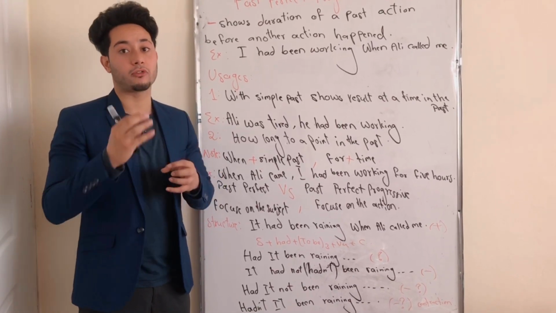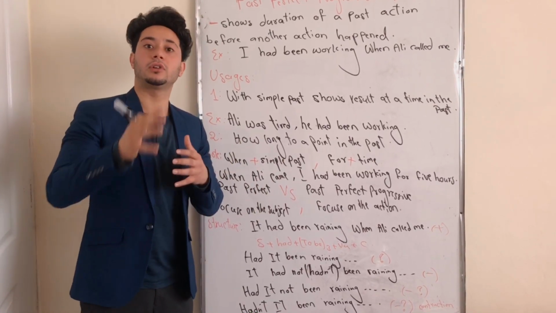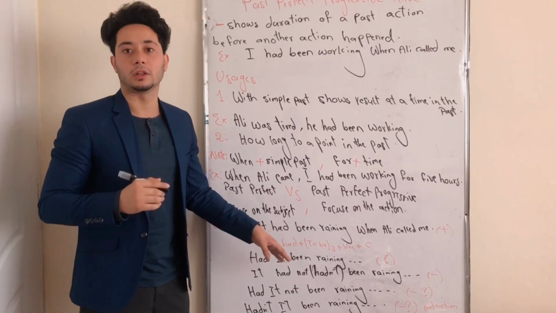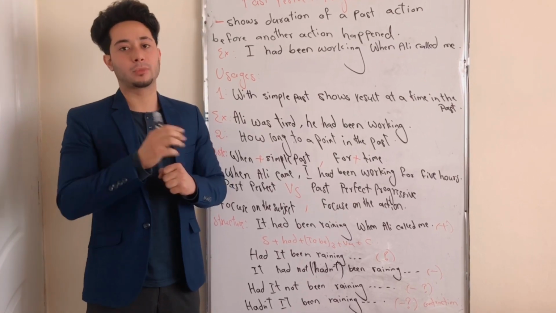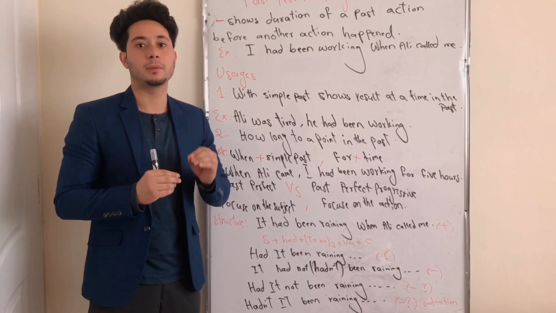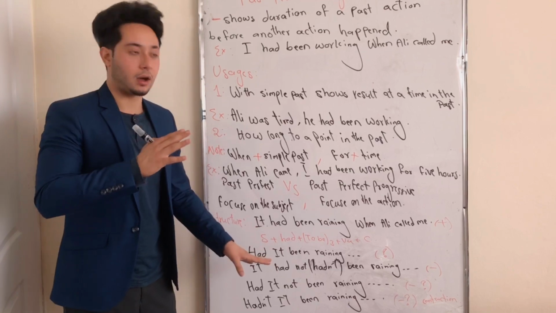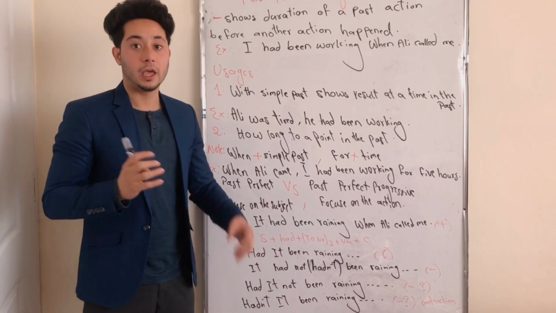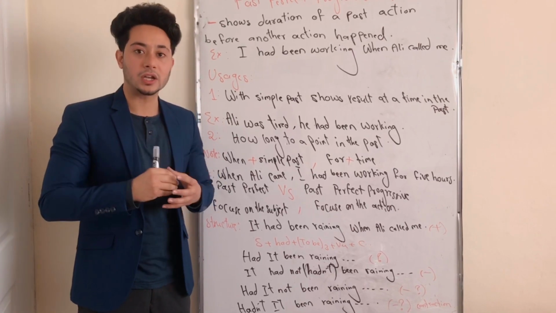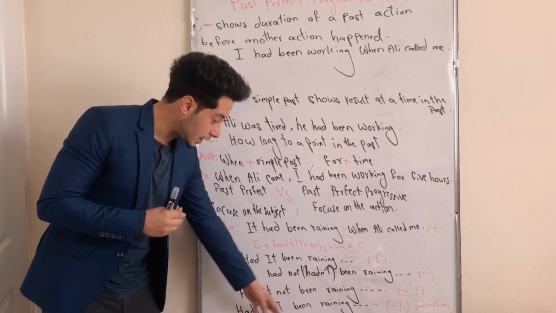And if you want to change your affirmative structure to negative structure, only use not after the verb had. For example, it had not been raining when Ali called me. And if you want to change your affirmative structure to negative interrogative form without contraction, use this structure: had plus subject plus not plus been plus verb ing plus rest of the sentence. Had it not been raining when Ali called me? If you want to change your affirmative sentence to negative interrogative with a contraction, use hadn't at the beginning of your sentence: Hadn't it been raining when Ali called me?